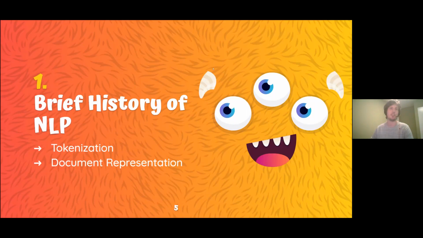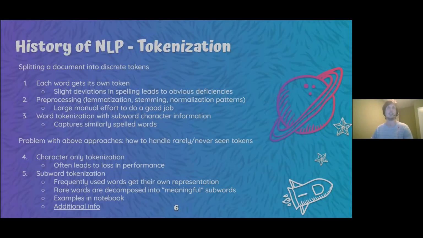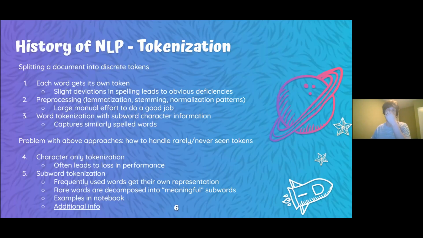I'm going to focus on two aspects of the history of NLP that I often don't see broken down in this way. I usually don't see people talking about the difference of tokenization over time, so that inspired me to talk about it. And then document representation, which is about how to turn tokens into models. That's essentially where most of my interest is, the modeling part of things. So let's start with tokenization.